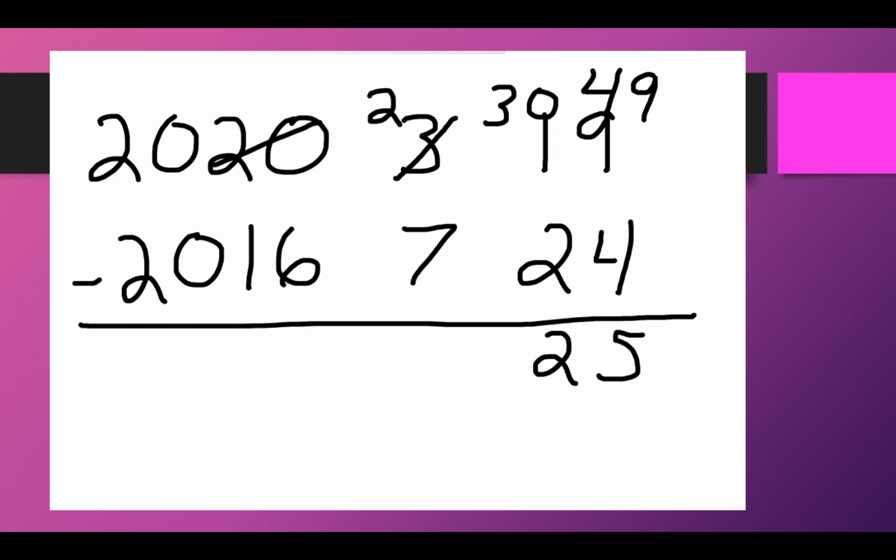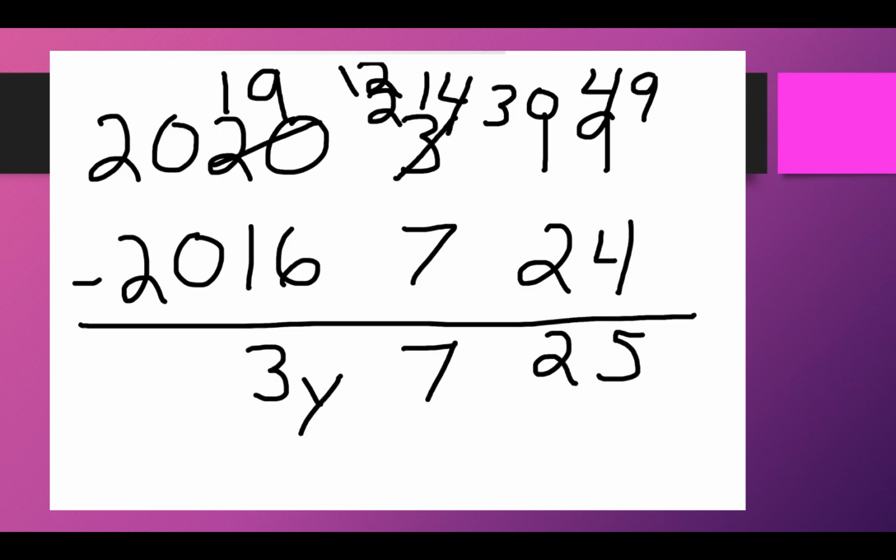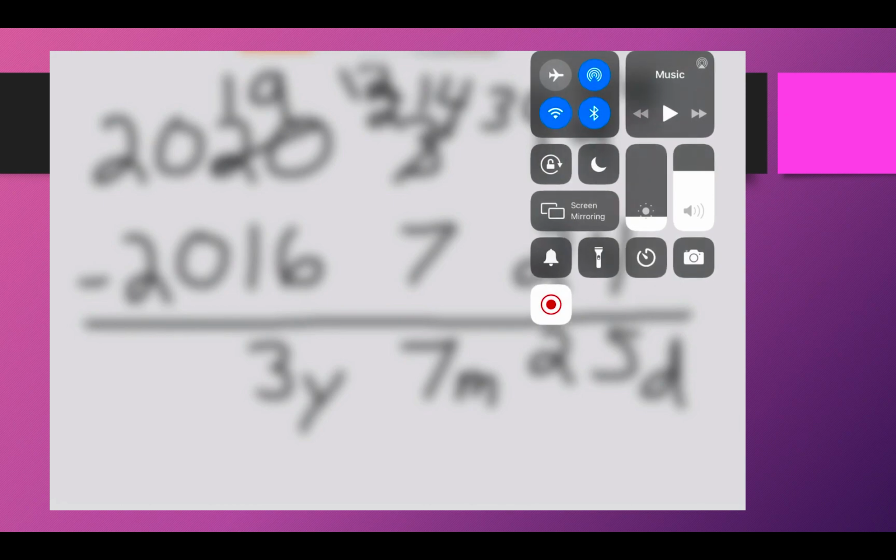Now, I can't subtract 2 months, so I borrow a year. Take 2020 to 2019. I bring over 12 months that are in a year. 12 plus 2 equals 14. I take 14 minus 7, and that equals 7. Now I can do 2019 minus 2016, which equals 3. So the individual is 3 years and 7 months.